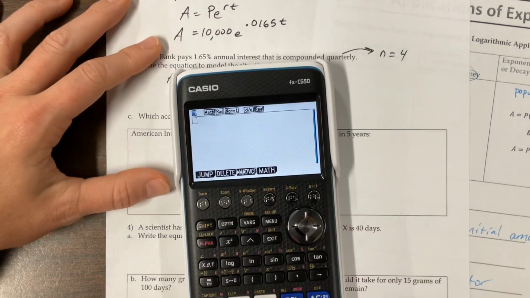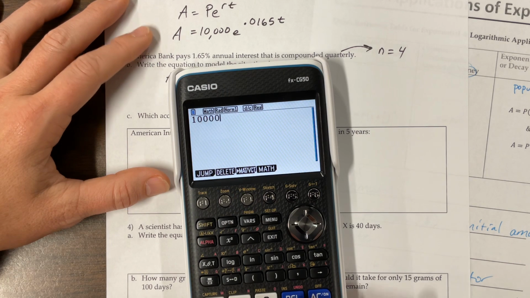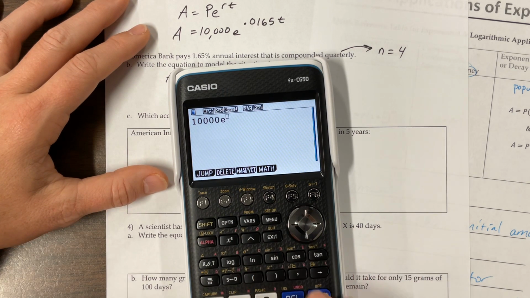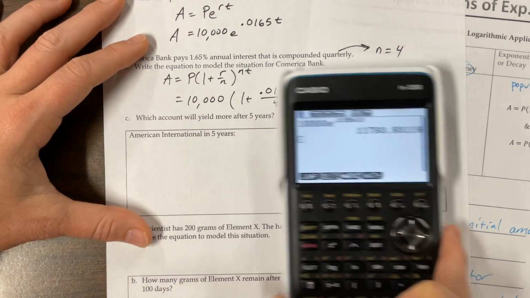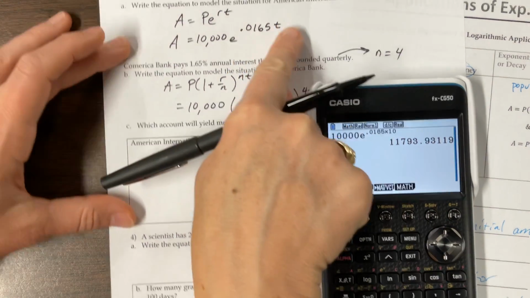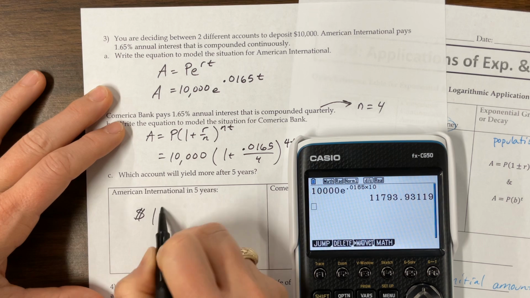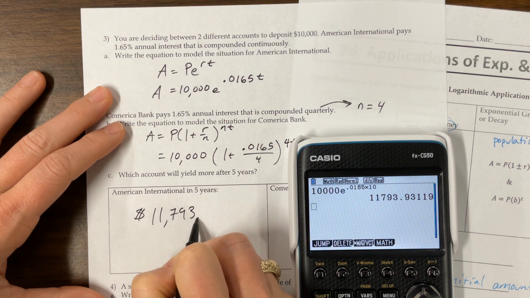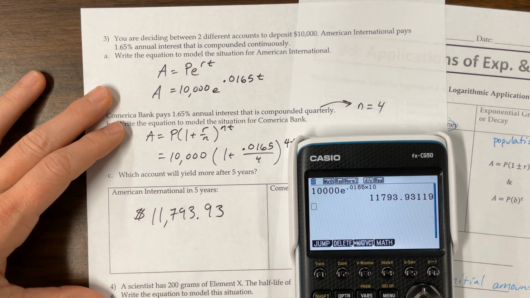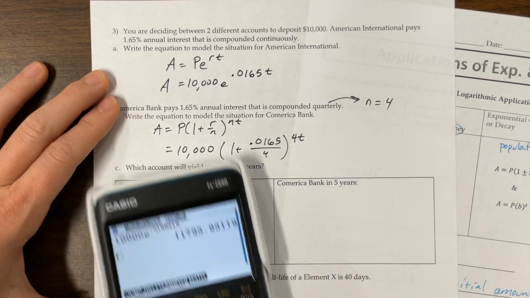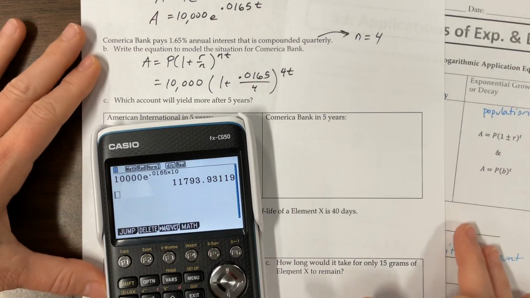Okay, so I have this 10,000 times e to the 0.0165 times 10, because we're plugging in 10. And this is the American International. You can't see that it says that, but that matches this box. And so now I have $11,793.93.